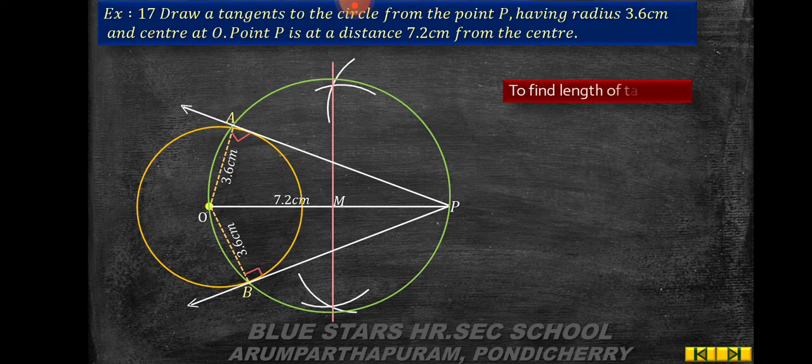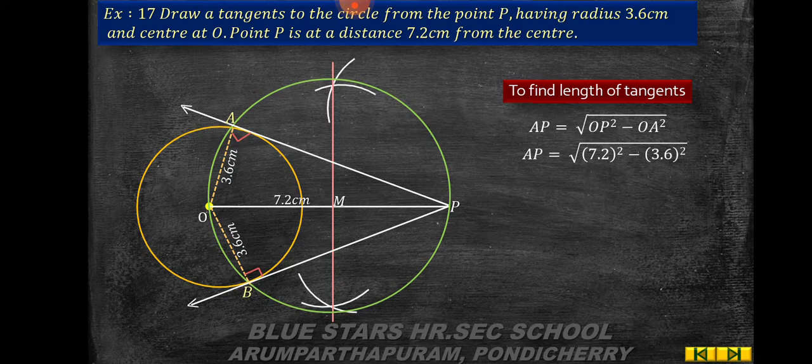Next step is you have to find the length of the tangent. So AP is equal to root of OP square minus OA square. AP is equal to root of 7.2 whole square minus 3.6 whole square. AP is equal to root of 51.84 minus 12.96, which is equal to root of 38.88. Therefore AP is equal to 6.2 centimeter. Now we find the length of the tangent is 6.2 centimeter.